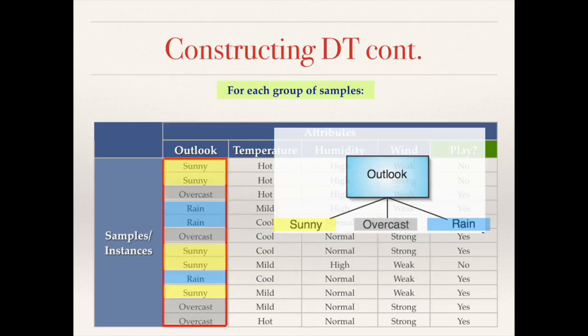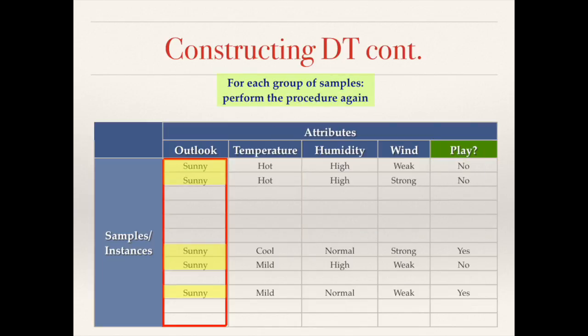For each of the possible values, we consider the corresponding samples. For the sunny days, for example, have a look at the sunny days. Take all the sunny samples out. We have only these 5 samples left.